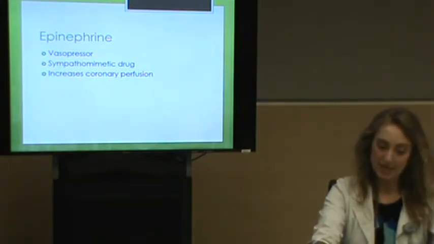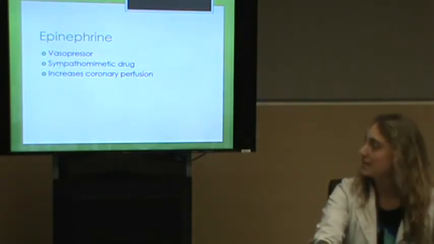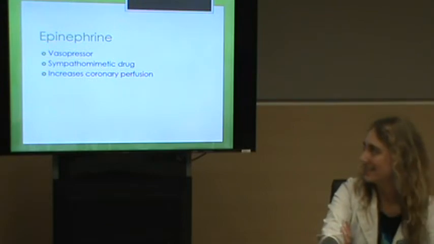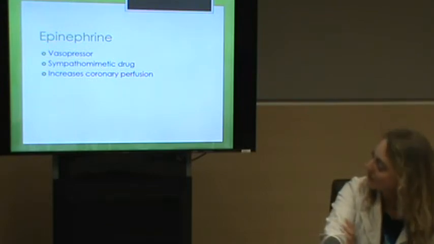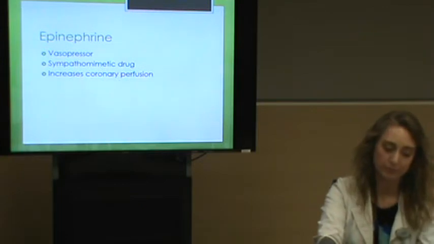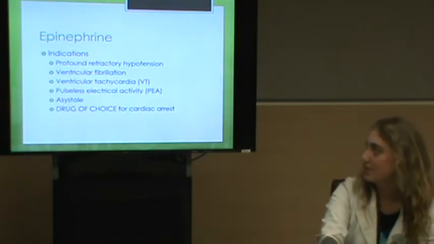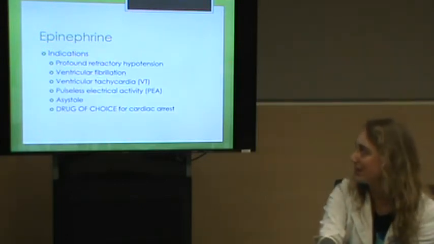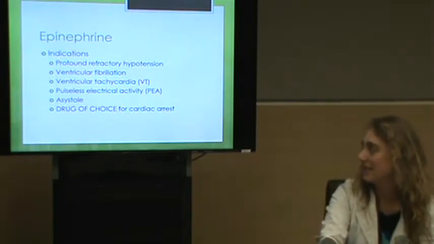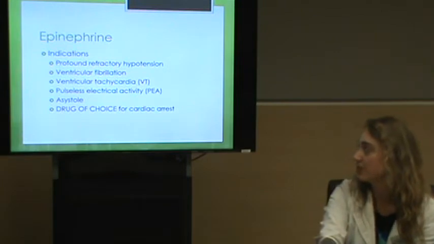All right, so moving on to the next one is epinephrine. It's also a vasopressor just like norepi. It stimulates the sympathetic nervous system and causes coronary perfusion. So indications: profound refractory hypotension, VFib, VTach, pulseless electrical activity, asystole, and it is the drug of choice for cardiac arrest.